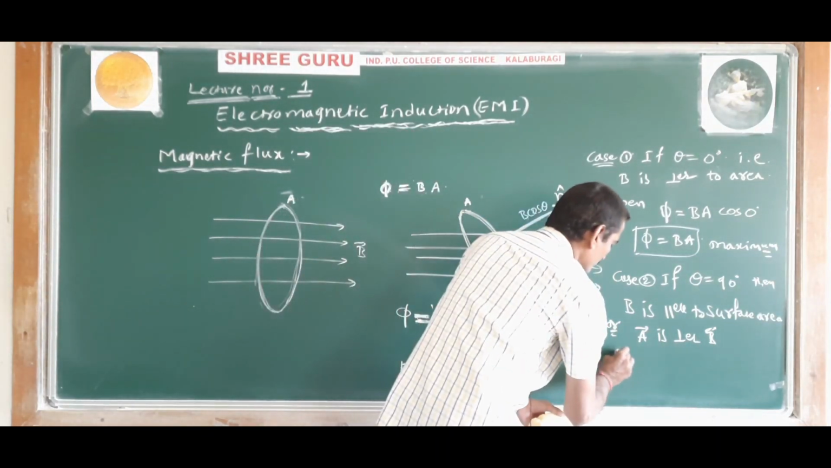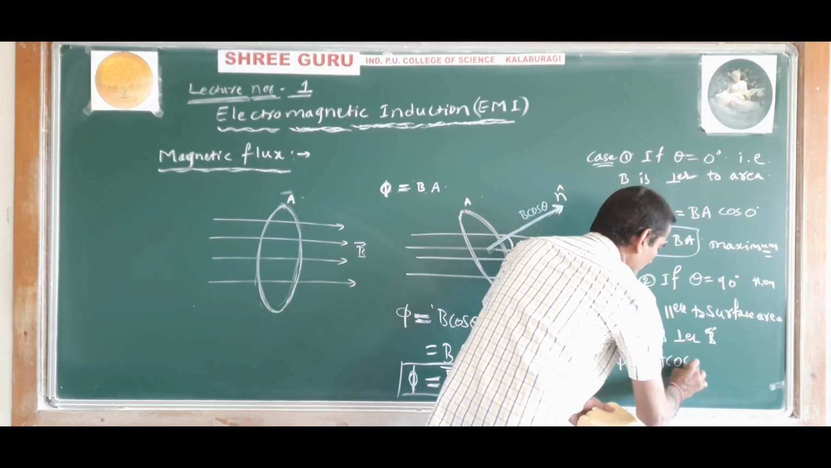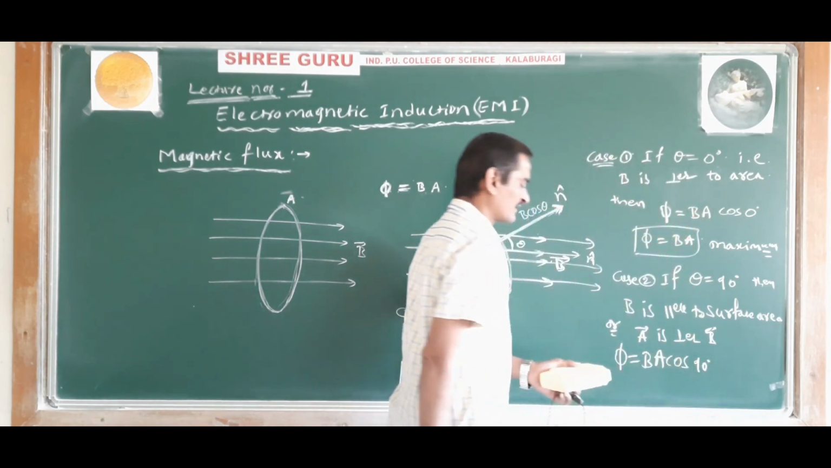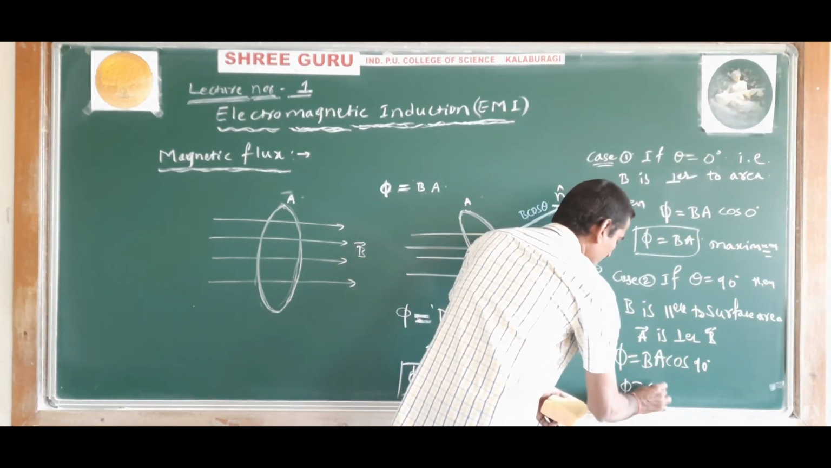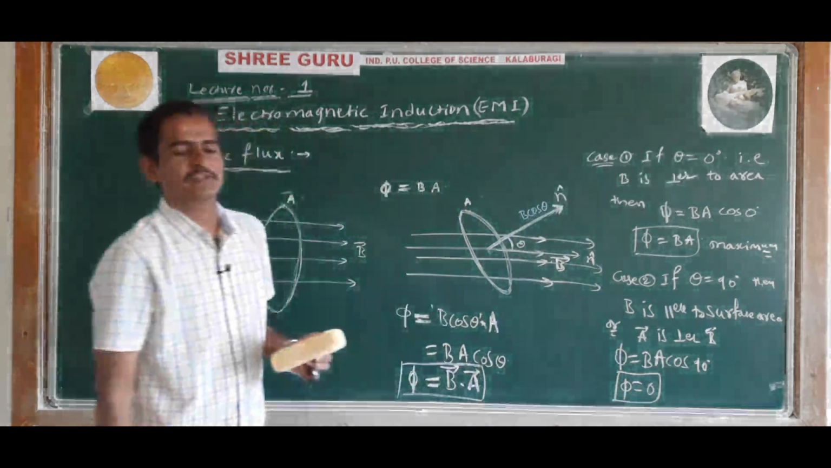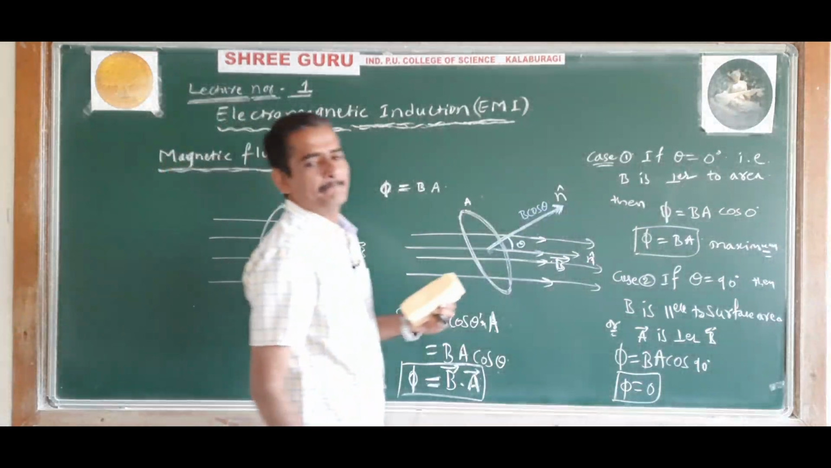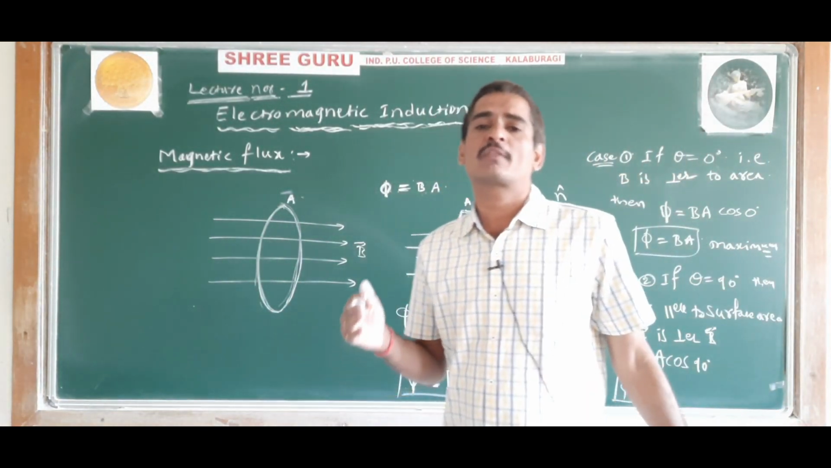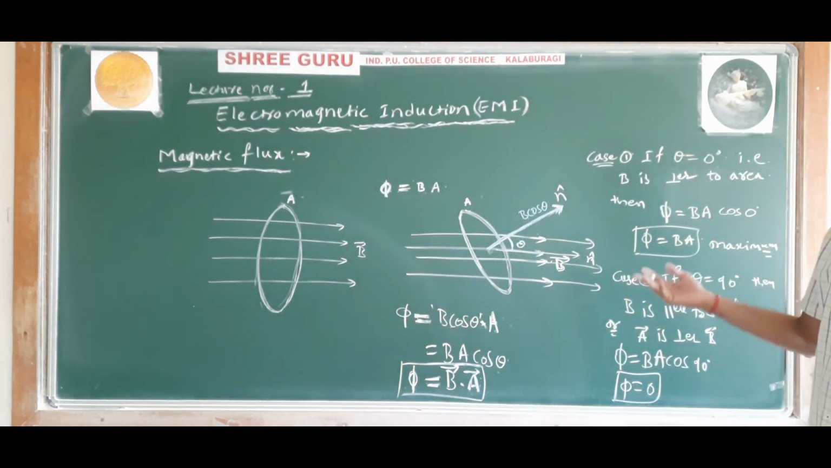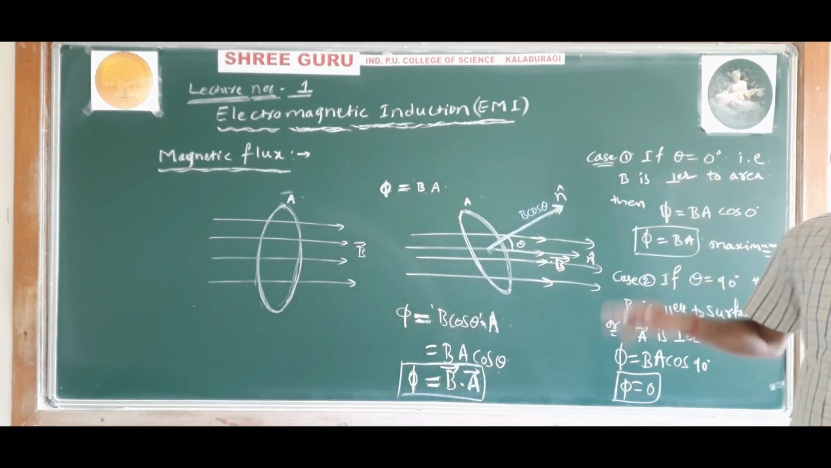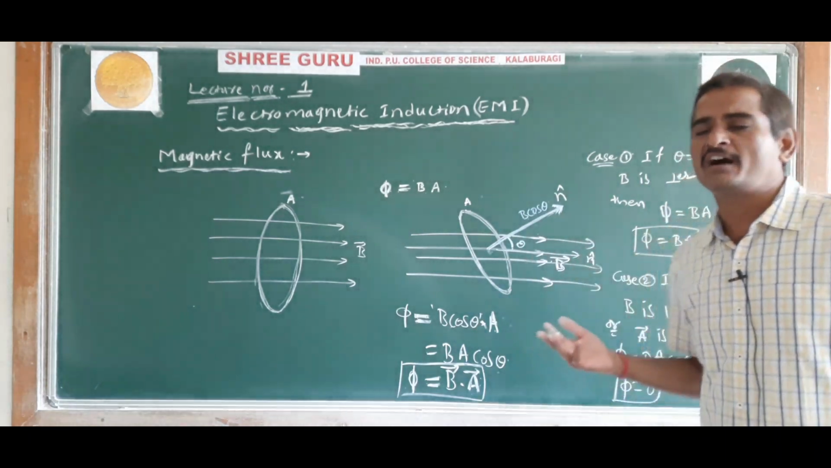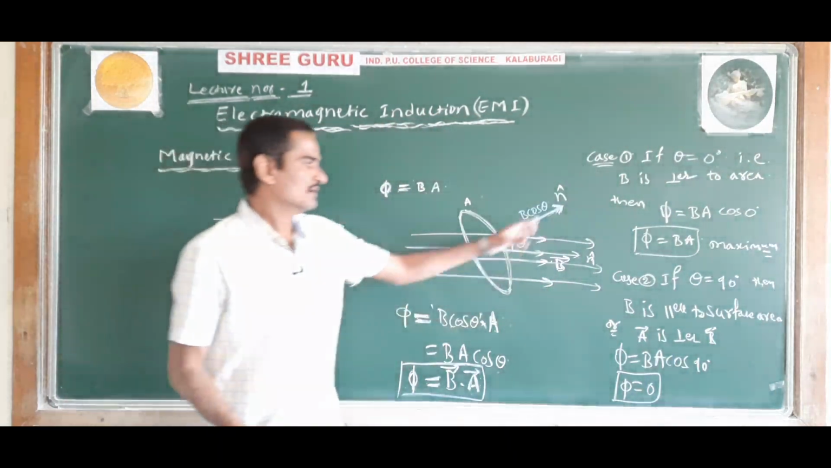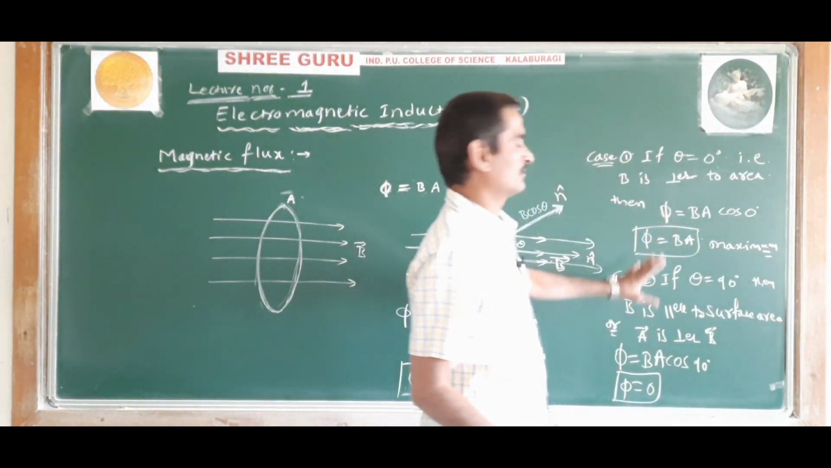And then phi is equal to BA cos theta, that is cos of 90 degree. Cos of 90 degree is 0, then phi will be equal to 0, that is magnetic flux will be 0. So, the magnetic flux through a surface parallel to the magnetic field is 0, and magnetic flux will be maximum if the surface area is perpendicular to the magnetic field. Understood? Understand these 2 points? These 2 points are different.